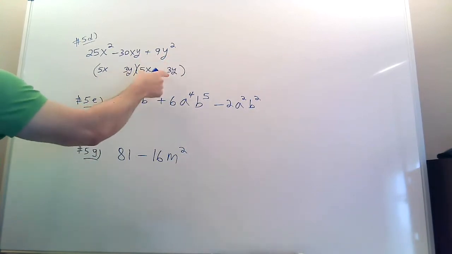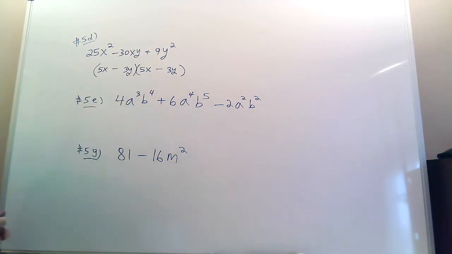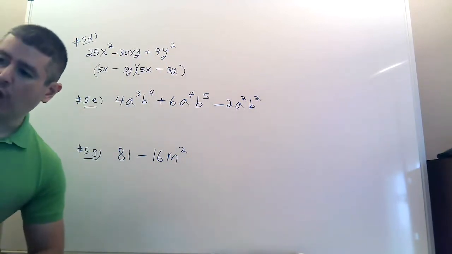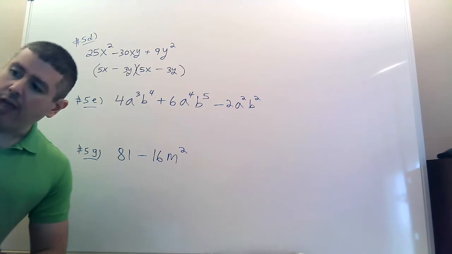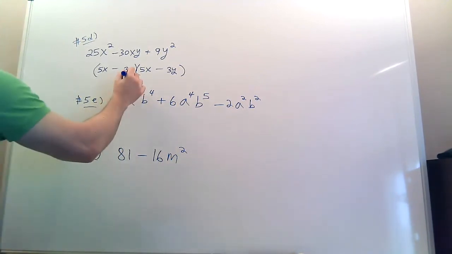Why? Something times itself. Now, what are the signs? They're identical. They're both negative. Pow. That's simple. Don't do anything else. There's no work to show. You just build it. You trust that the middle comes out, and it will.